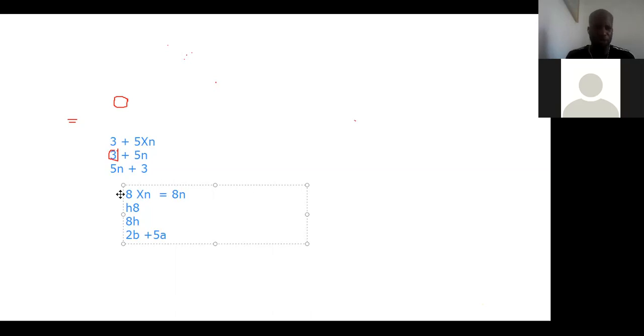Let me go on again and talk about this one. If you look at it, you will realize that B and A are not in alphabetical order, isn't it? So we cannot write 2b plus 5a. Instead, we should say 5a plus 2b. So the answer is going to be 5a plus 2b, like that, isn't it? Right. That is the best way to do it.